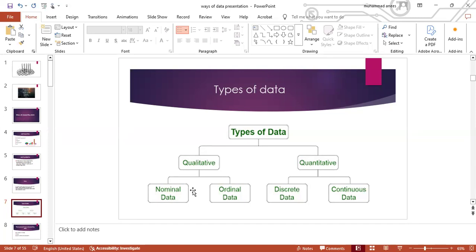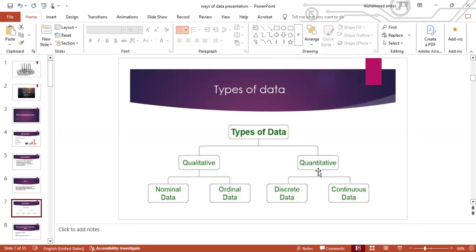Now, what is nominal data? It can be labeled or classified into mutually exclusive categories within a variable. For example, if we consider mode of transportation, then we have categories as car, bus, train, and bicycle, etc. Similarly, if the same data is categorized in a specific order, then it becomes ordinal data.